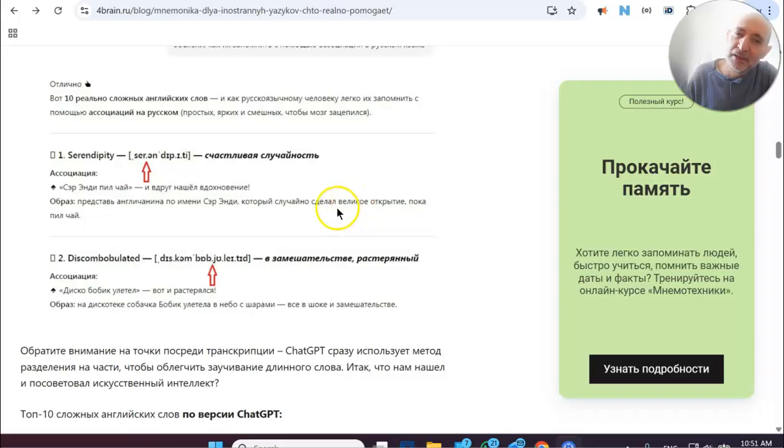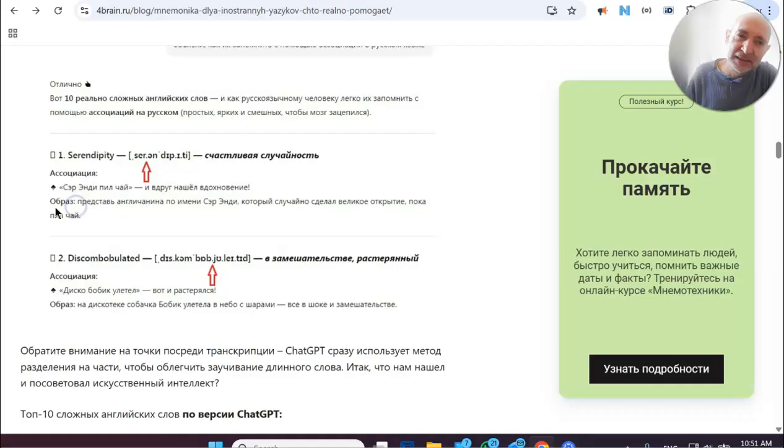So he did, великое means great. Not like the weather is great now. It's not like very good. It means very big, like great. Открытие means discovery. And пока here, it's not пока-пока, that's a while. So пока пил чай means while he drank tea, while drinking tea.